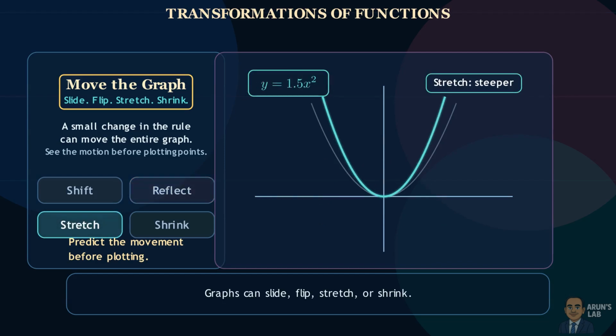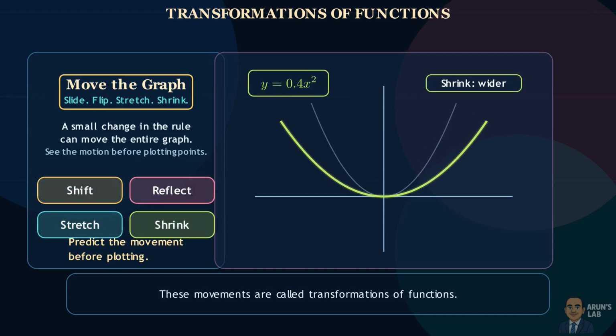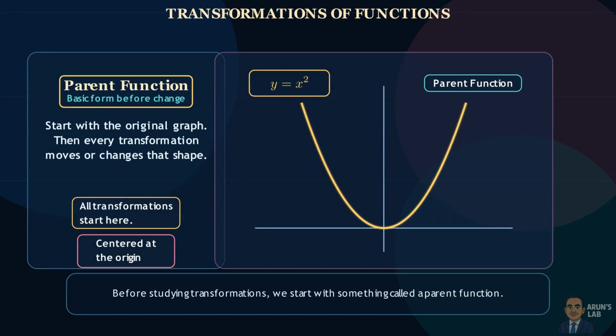In mathematics, graphs behave like objects that can slide, flip, stretch, and shrink. These movements are called transformation of functions. Today, we will learn how functions move on a coordinate plane. And once you understand these movements, you will be able to predict how a graph changes without even plotting many points. Before studying transformations, we start with something called a parent function.